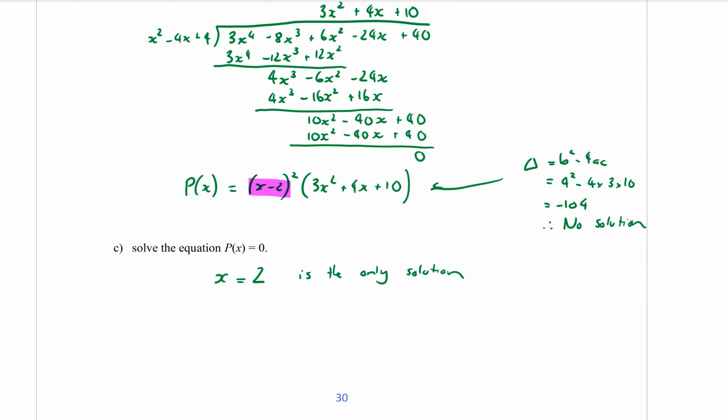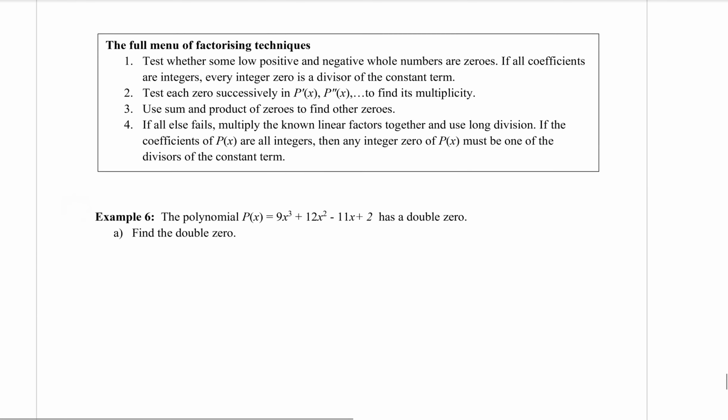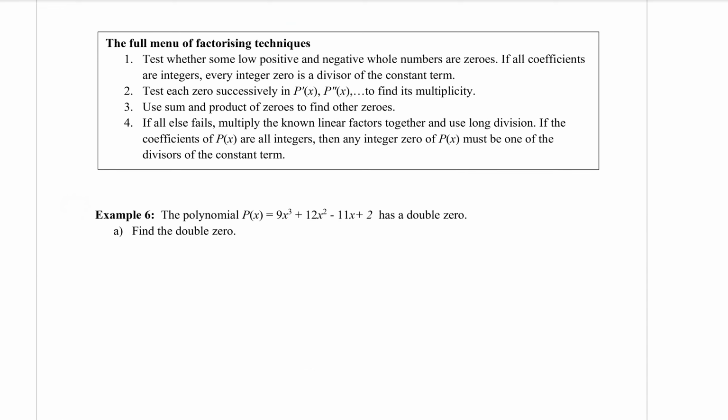As the 3x squared plus 4x plus 10 does not have any real roots. Okay, we are almost to the end. We have a little bit more to go though. The full menu of factorizing techniques. We're trying to bring everything all together here.